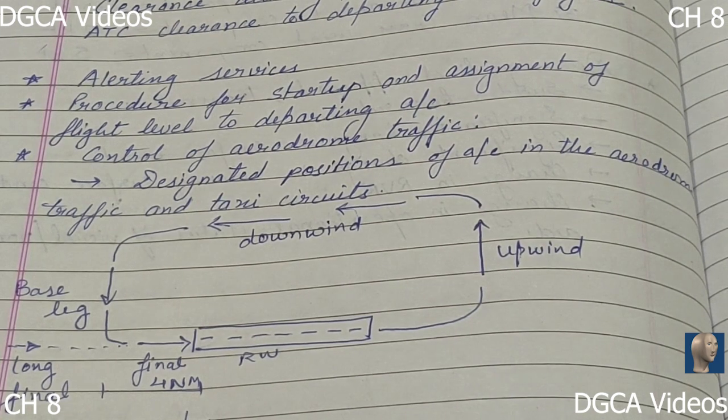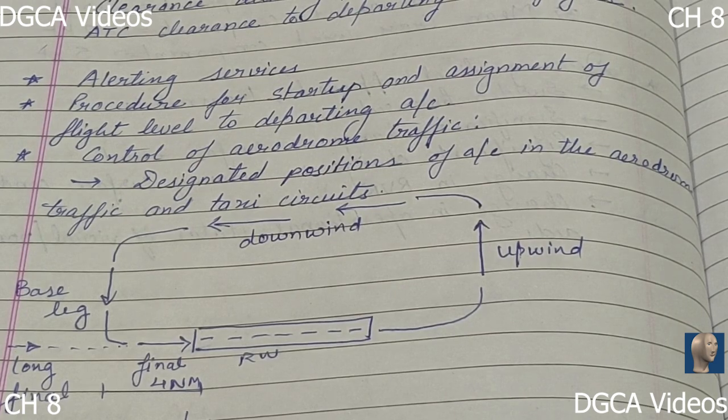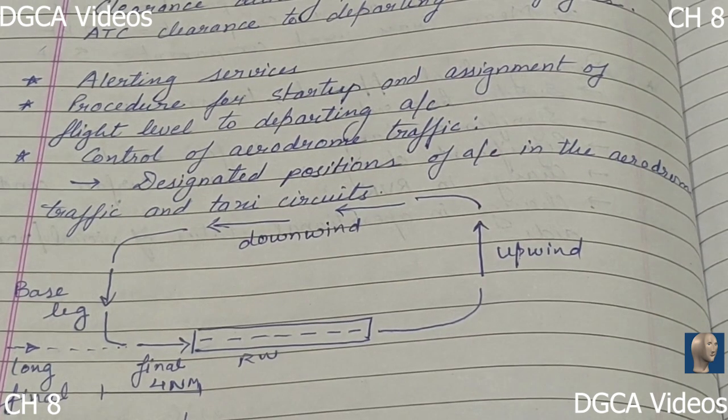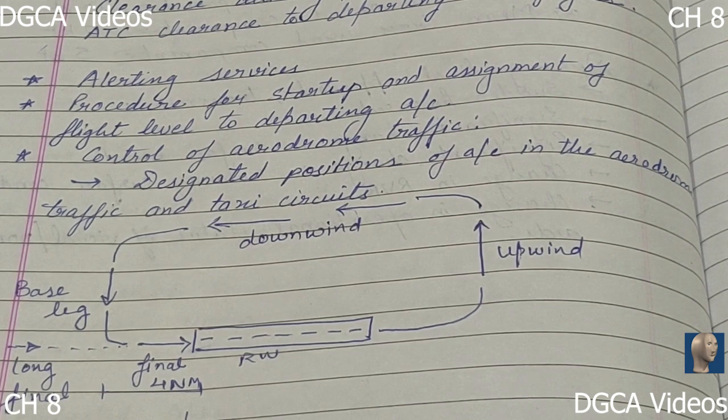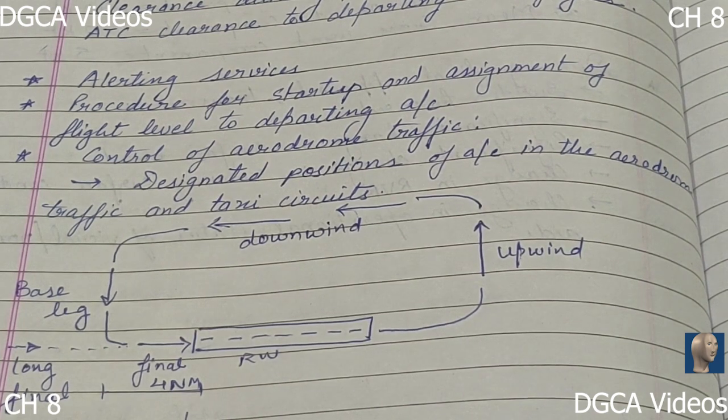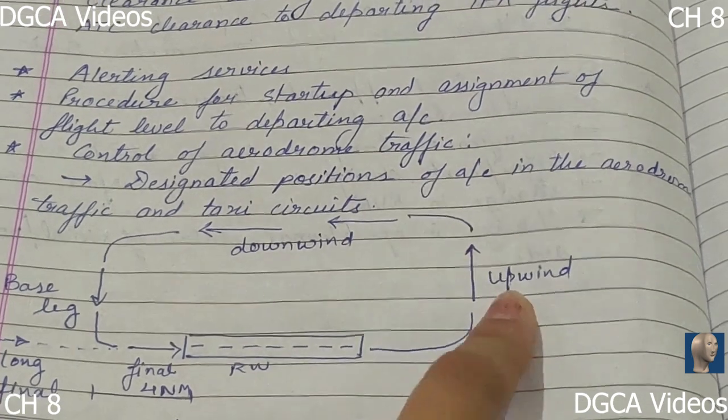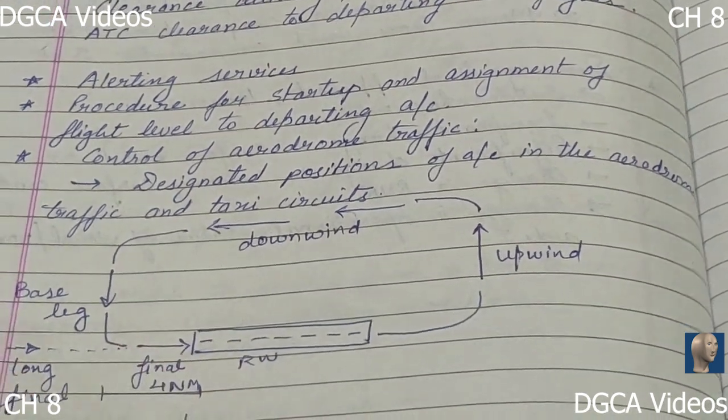Next, coming up to the control of the aerodrome traffic. In this, the aircrafts which are performing the taxi circuits, and in the traffic circuit, in those positions, they will be provided with the aerodrome control services. So it is shown in this diagram.